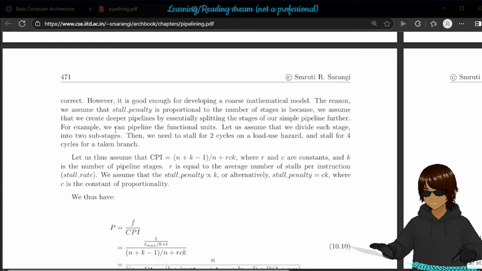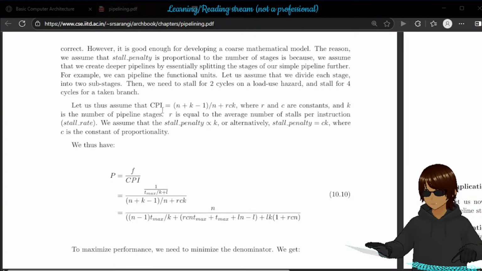For example, we can pipeline the functional units. Let us assume that we divide each stage into 2 substages. Then we need to stall for 2 cycles on a load use hazard and stall for 4 cycles for a taken branch. Let us thus assume that CPI is equal to (n plus k minus 1) divided by n, plus RCk, where R and C are constants and k is the number of pipeline stages. R is the average number of stalls per instruction.